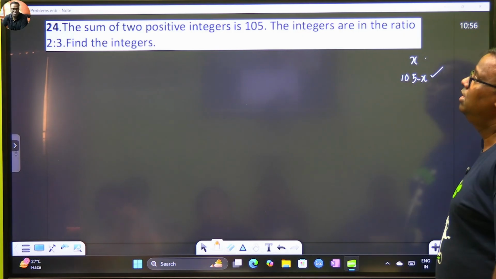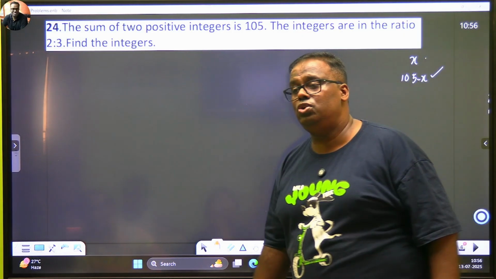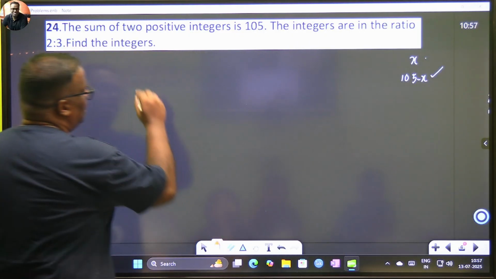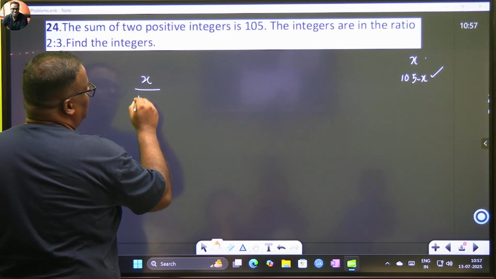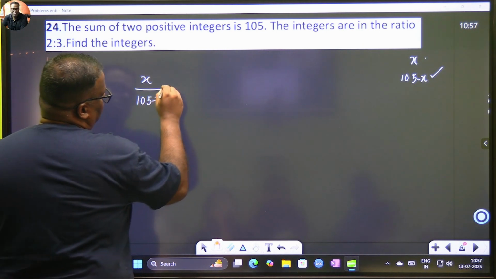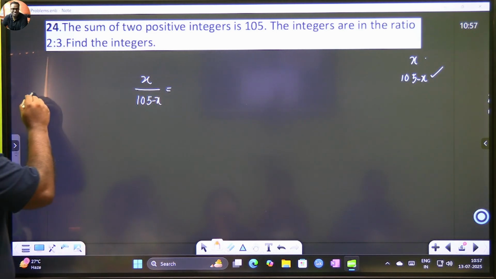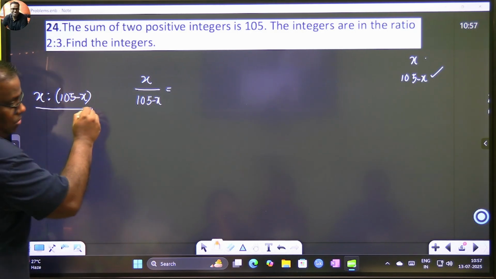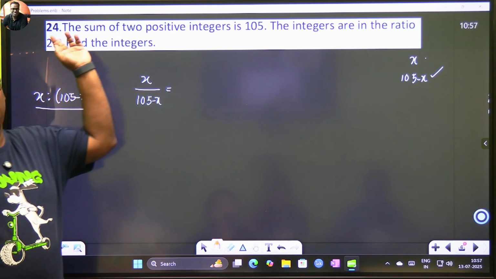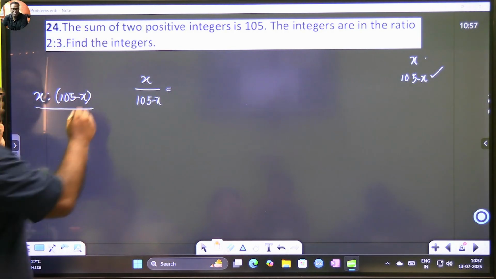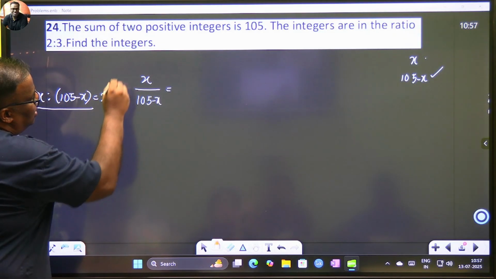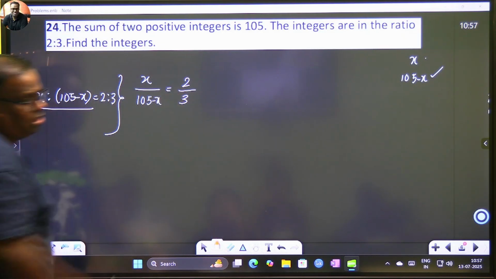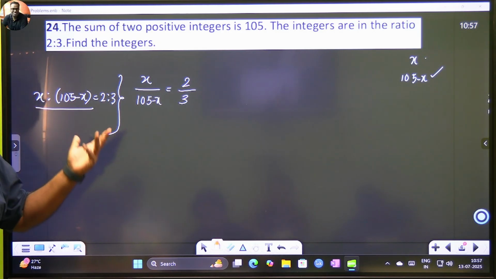Don't get worried. The integers are in the ratio of 2:3. Let's see what ratio means. Ratio means one number divided by the other number, but in the order. We call the ratio as x is to 105 minus x. This ratio is given in what order? 2:3. This ratio is equal to 2:3. It means x divided by this is equal to 2 divided by 3. Now life is majja. How do we write this problem?